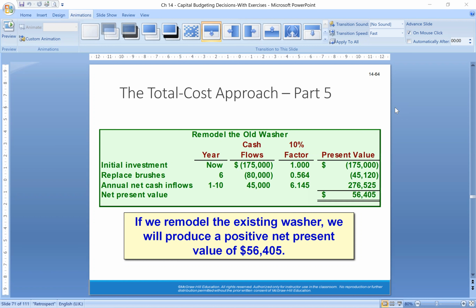Right? So the net present value will be 56,405. Look, we don't have a salvage value for the old one. We are remodeling, and the question says we don't have a salvage value for remodeling. If we are remodeling the old one, then we don't have a salvage value for the old one. So the net present value will be 56,405. So what is your decision: to choose the first one, the new machine, or the old machine?